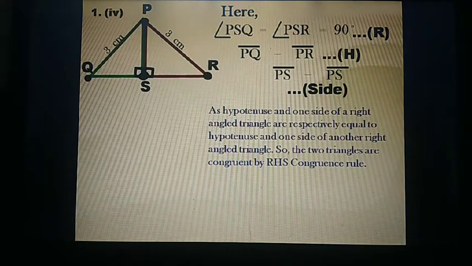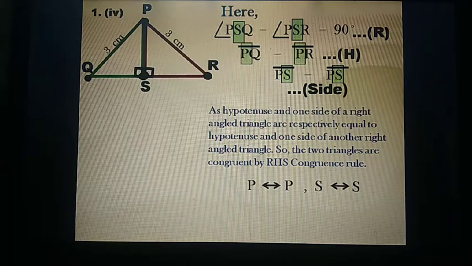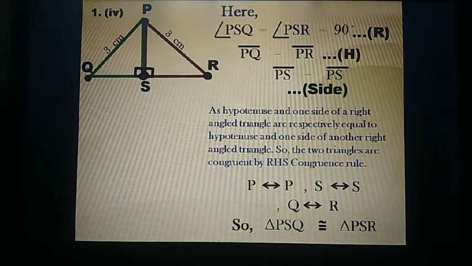Finding out the corresponding vertices now. As S is corresponding to S, from the third pair we will come to know that P will correspond to P. Now in the hypotenuse pair, we will come to know that Q will correspond to R. In symbolic form, you will get triangle PSQ is congruent to triangle PSR. Again, first letter from first set, second letter from second set, and third letter from third set.